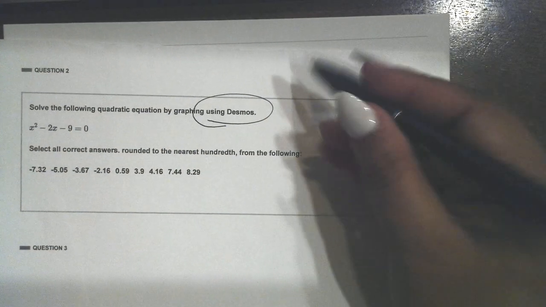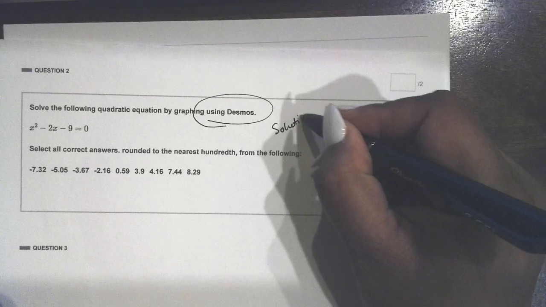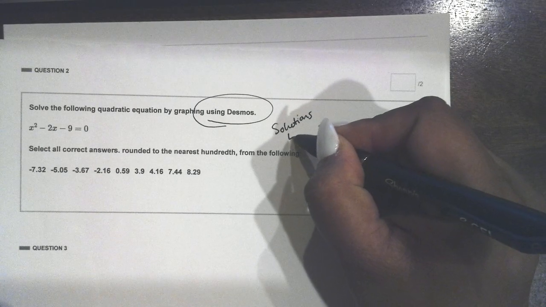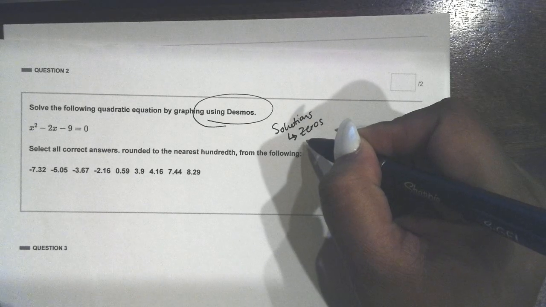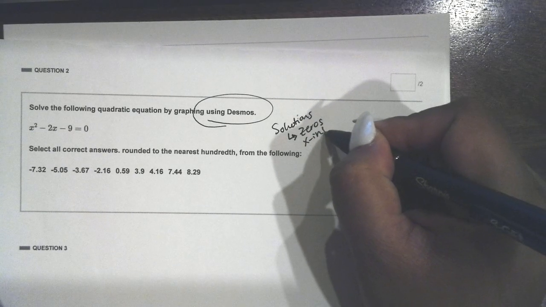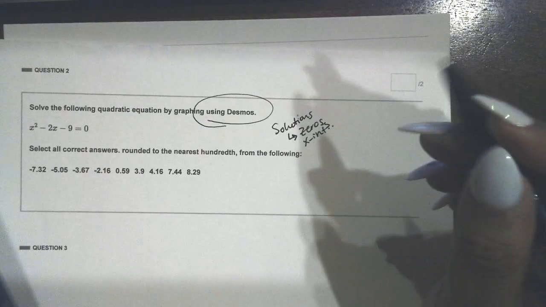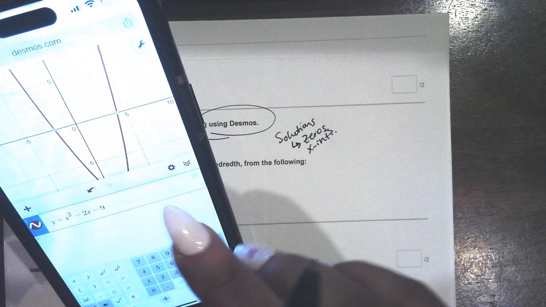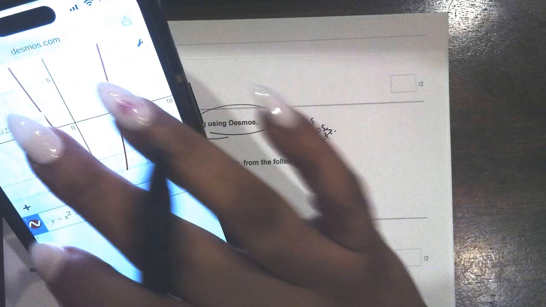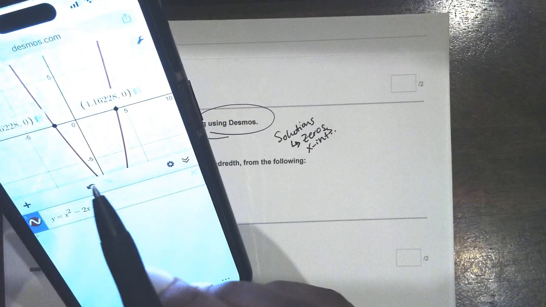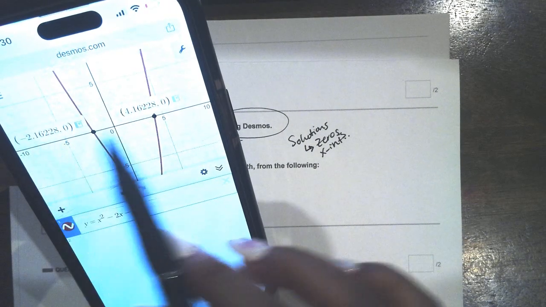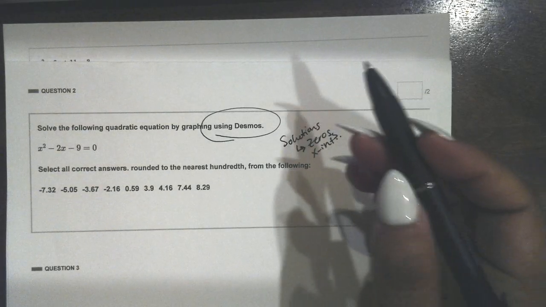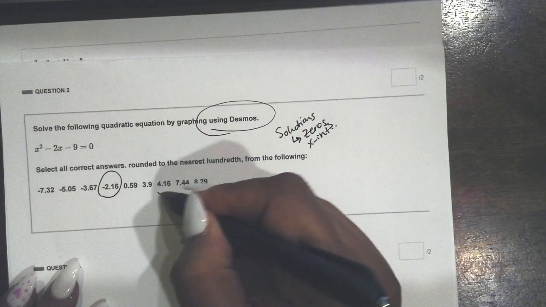So now it's wanting me to solve this. Now understand that the solutions to a quadratic equation are my zeros, which are the same thing as my x-intercepts. So I'm going to go ahead and look for my x-intercepts, and the reason why I tell you to use Desmos is because you can easily just click on the x-intercepts here, and my answer is negative 2.16 and 4.16.